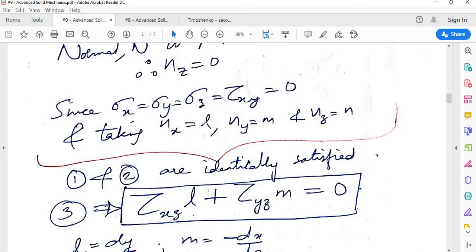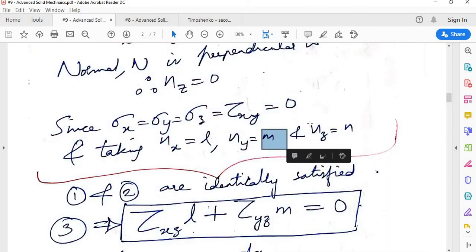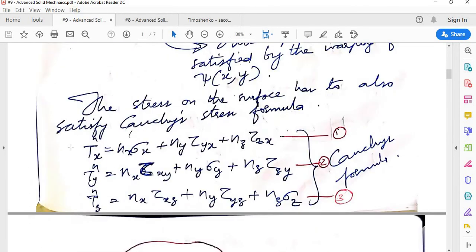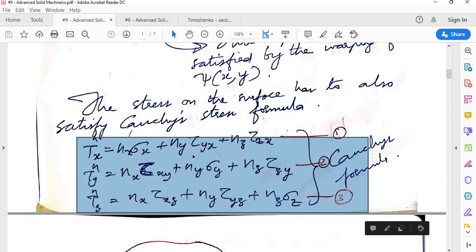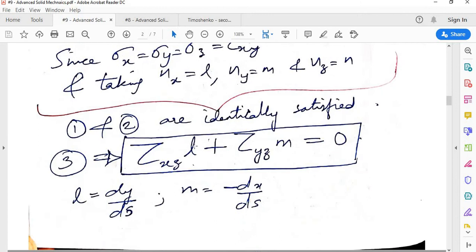Following the notation of Timoshenko, we will write nx equal to L, ny equal to m, and nz equal to n. I think I have used it before also. So what happens is the Cauchy's equation, first two equations are identically satisfied. The third equation simplifies to tau xz L plus tau yz m.